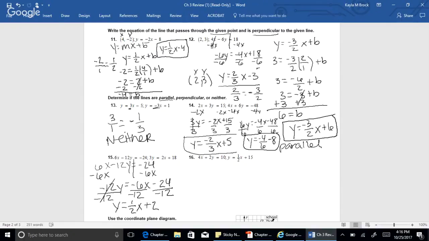And in this equation, it's 3y equals 2x plus 18. So for this one, we have to divide the 3 across. And so if I do that, divide by 3, I'll get y equals 2/3 x plus 6. Okay, so these are clearly different slopes, no relation. This is neither.